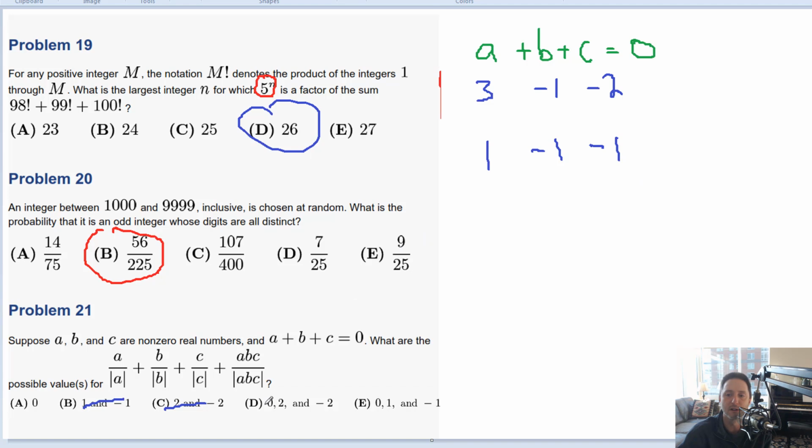And then the product here, if we multiply those three, we get +6 over 6. So we're going to get 1 plus 1 minus 1 minus 1. We get 0 again. So there are really only two cases: positive, positive, negative, or negative, negative, positive. It doesn't matter which are A and B. So it's two positives and one negative, or two negatives and one positive. You're always going to get two ones and two negative ones. So I'm pretty sure that it is 0.